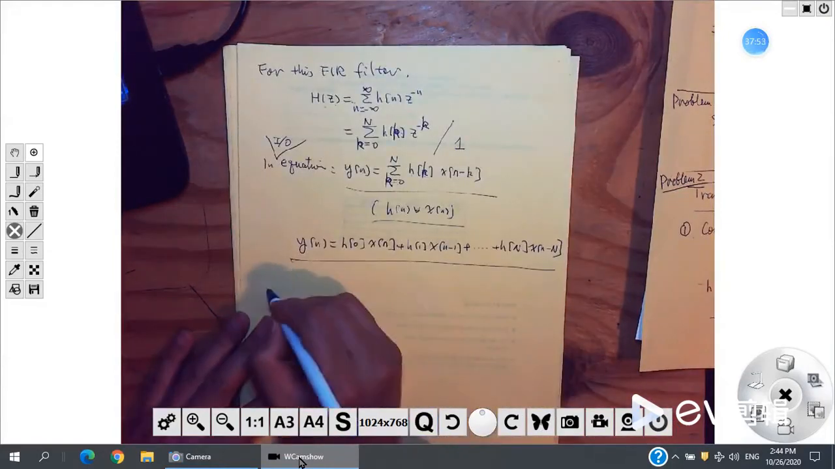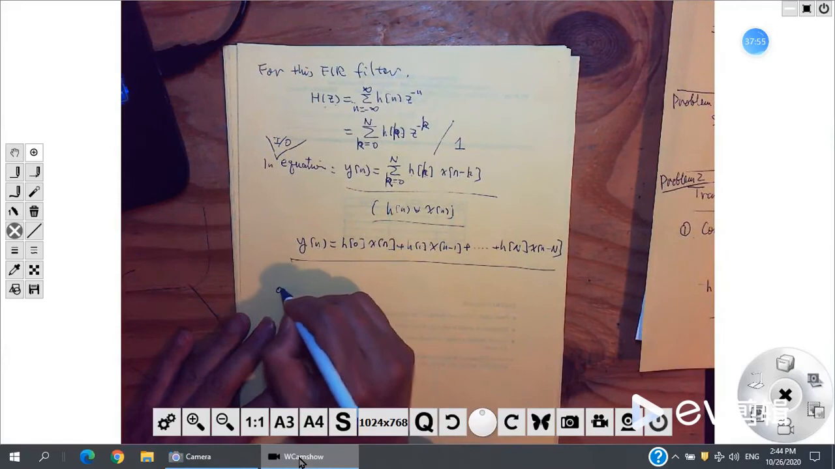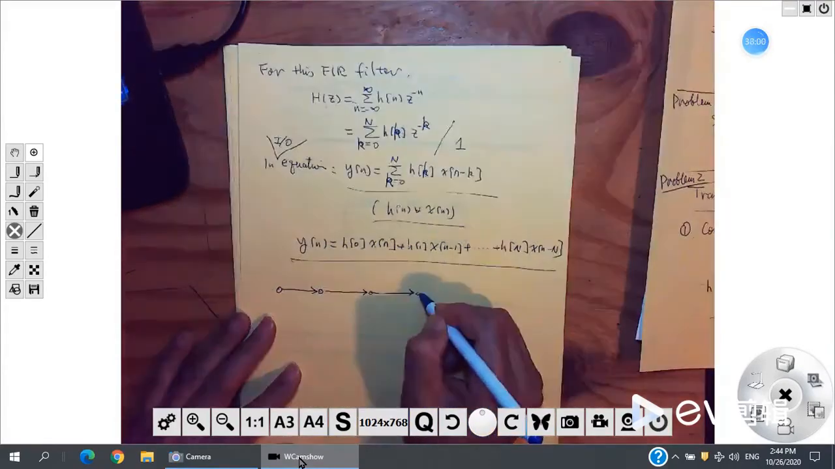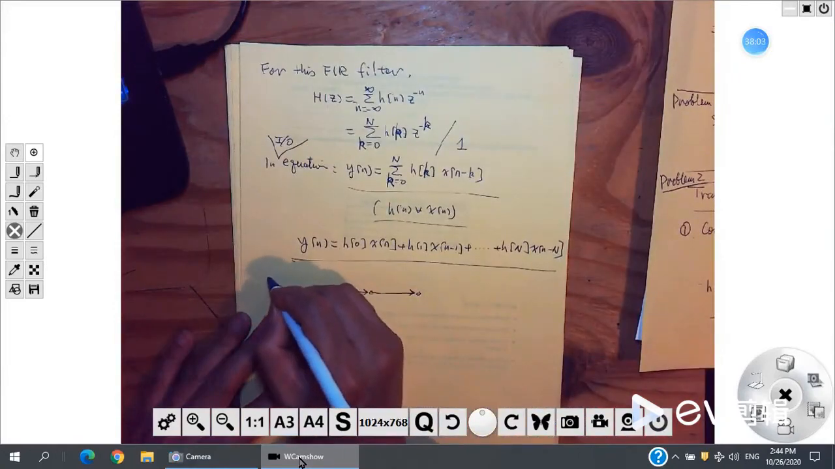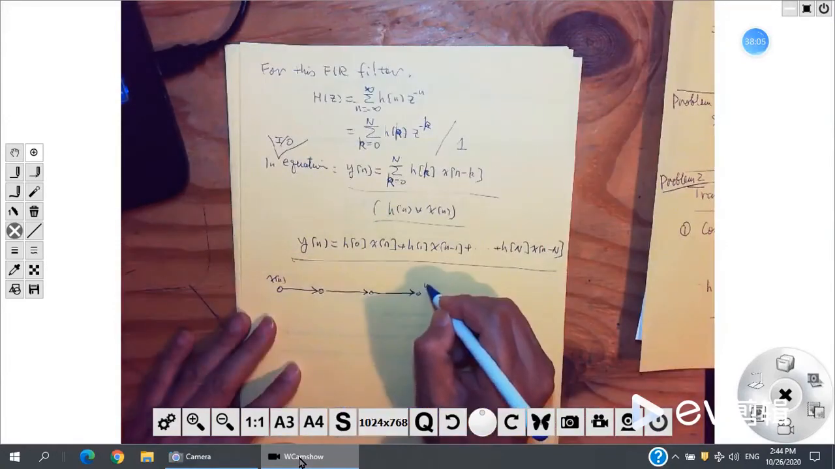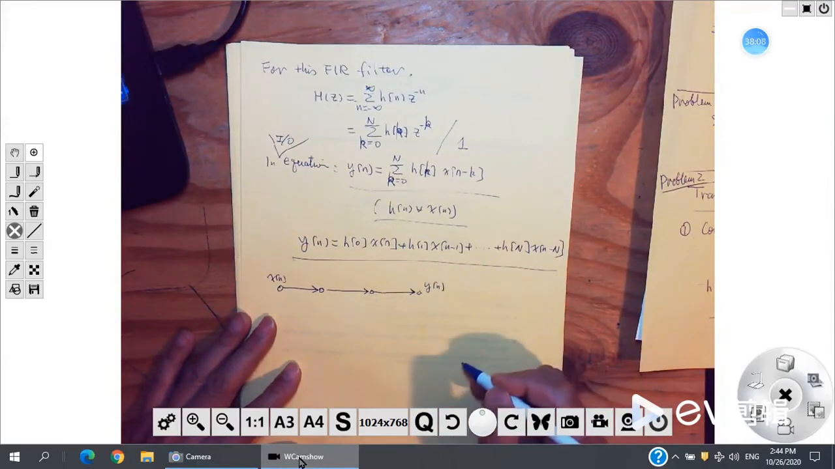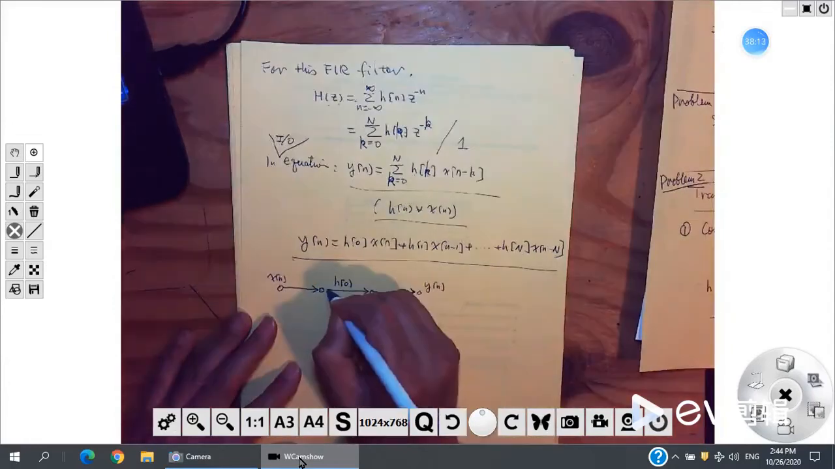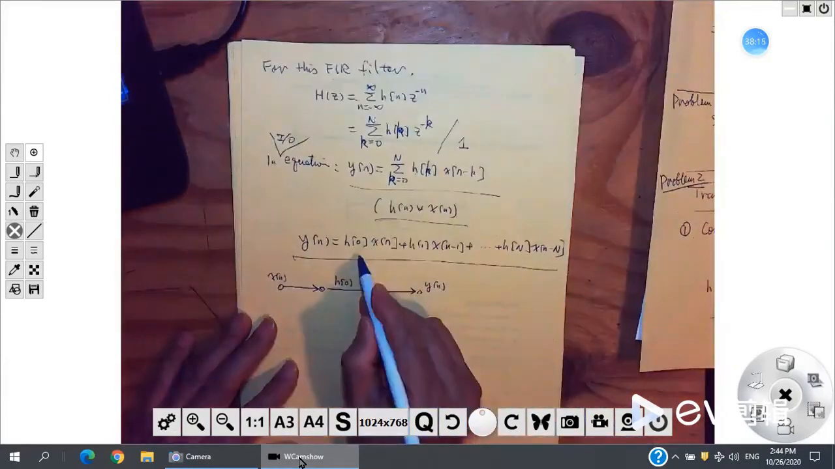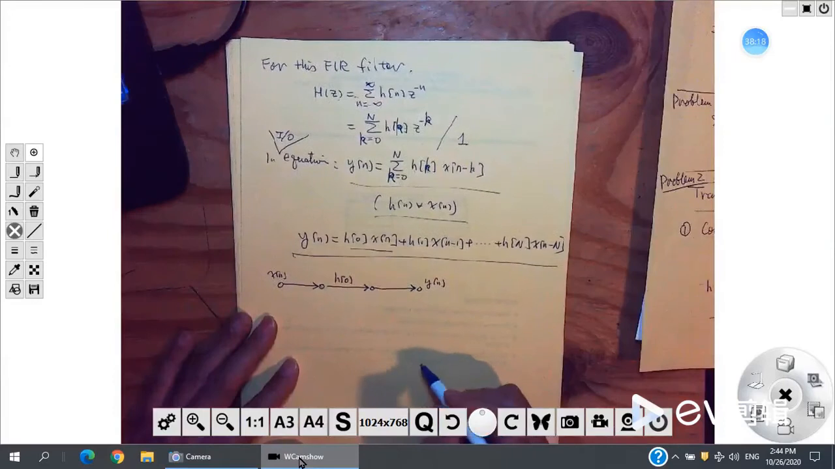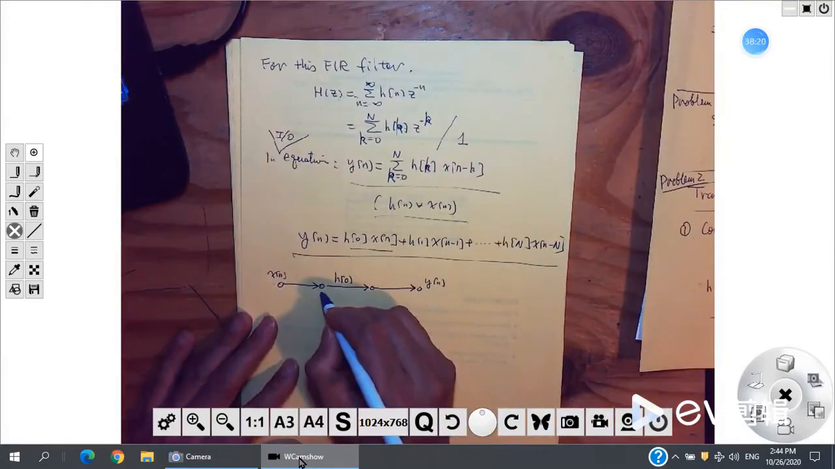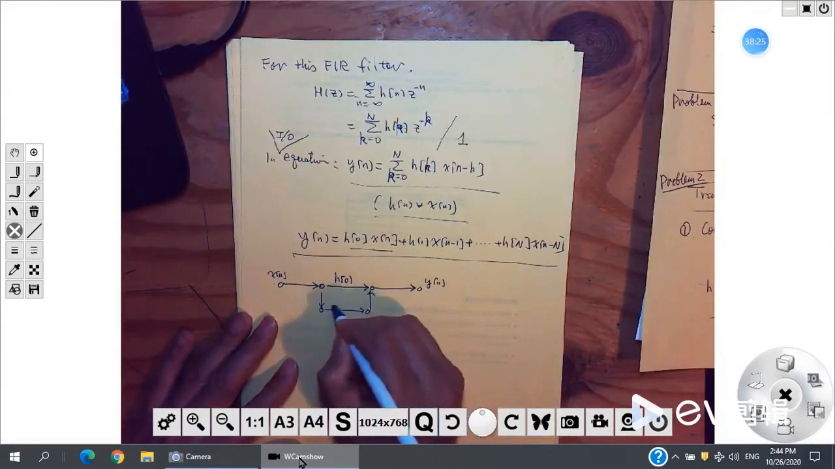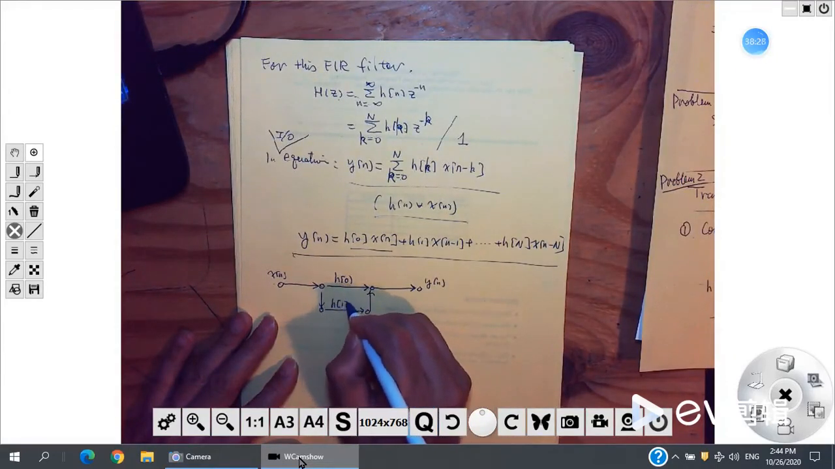We can use, okay, I just use the signal flow graph, alright. This is x, this is y. Then at this place I just multiply by h of 0 here. Along this path is times h of 0. So this is the first term. And the second term is times h1. So I can work like this. H of 1 is here.